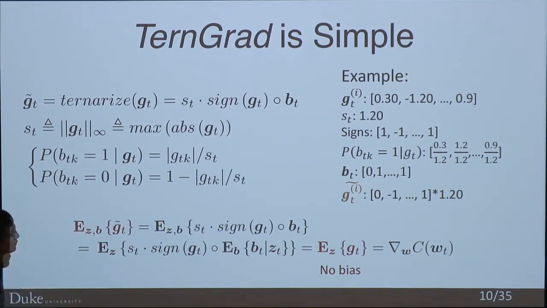Can you explain the intuition here? So for example, why do we need s_t?